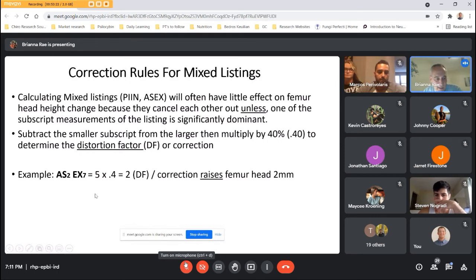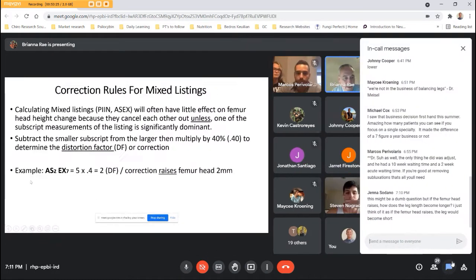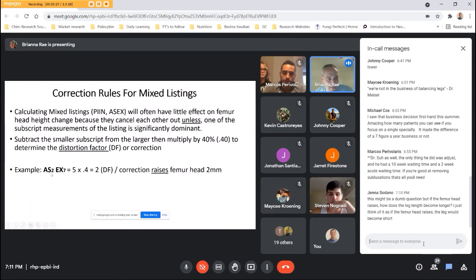Okay, so here's another example, but this is a mixed listing now. So we have an AS2 EX7, so we know that those two listings are opposite. So we're going to subtract 2 from 7. We get 5 times 40% is our 2 millimeters of distortion factor. So the predominant subscript was EX. So when we correct an EX, what's it going to do? It's going to raise the femur head by how much? Well, in this case, we figured out 2 millimeters.